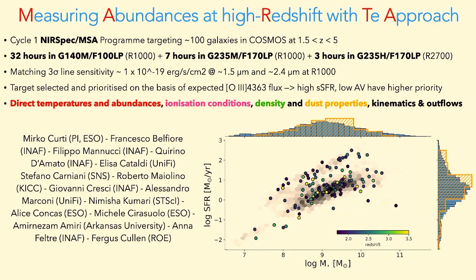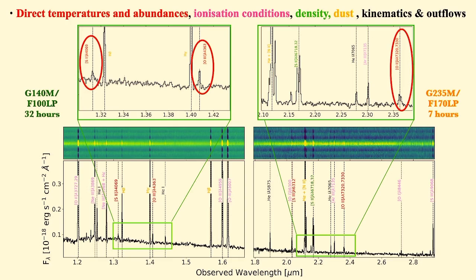But we can also apply it to JWST data, of course. And we have this program, which is called MARTA, Measuring Abundances at High Redshift with the T_e approach, which is a program similar to the one that Noah just showed. Basically, we are observing about 100 galaxies in COSMOS with very deep exposures and very high signal to noise. And the idea is to detect these infamous auroral lines.